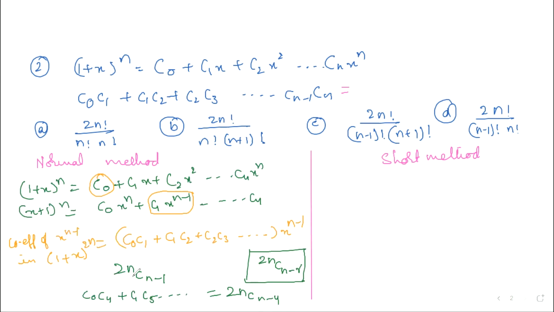So the final value of this series is 2nC(n minus 1). When we expand it using the nCr definition, obviously we'll get the answer as option C here. But the short method we can go with is to just plug in n as 2.